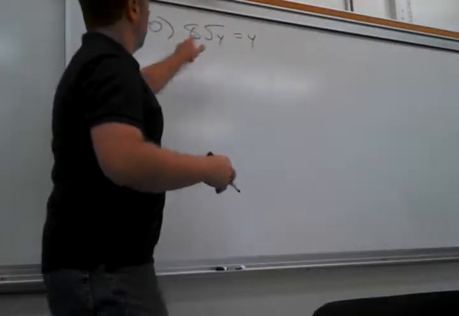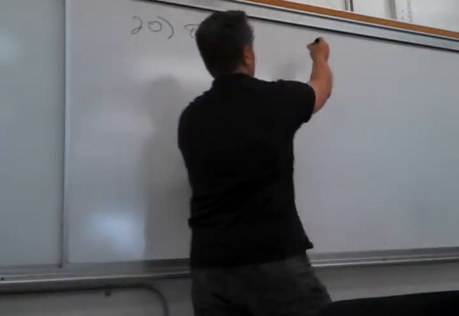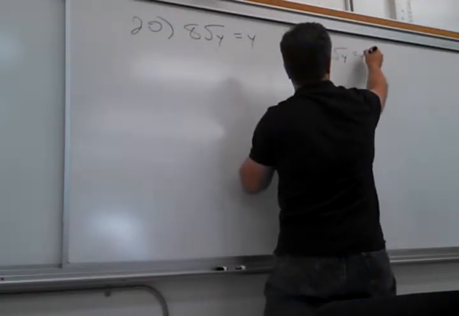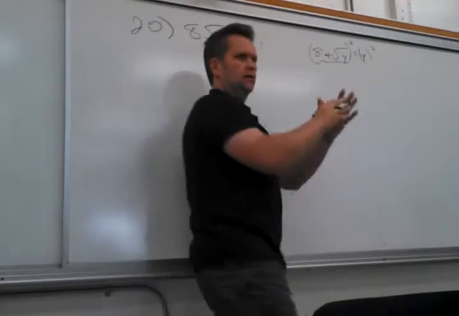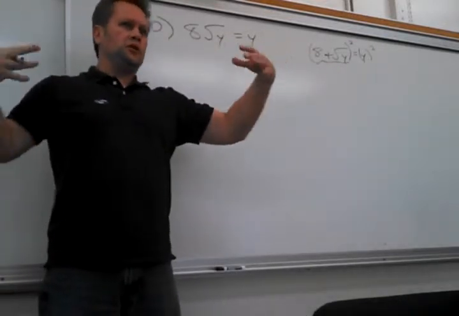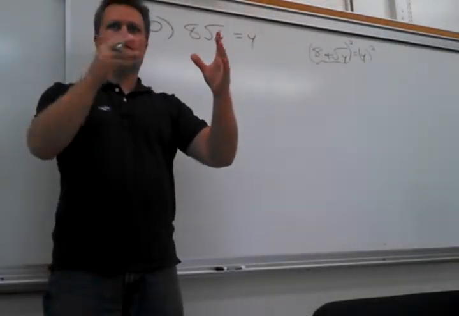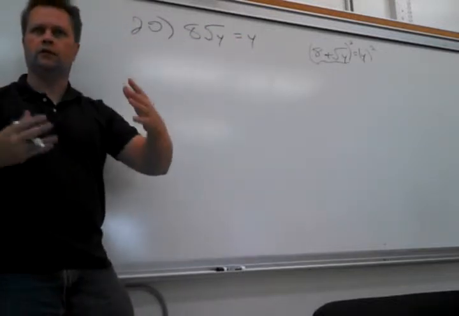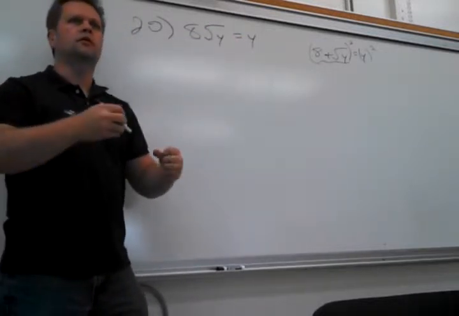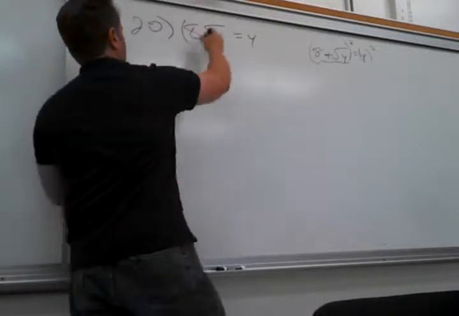If it was 8 plus square root of y, I would so desperately not want to square both sides. Because if I square both sides here, I'd have to FOIL it. I don't want to do that. But here I wouldn't have to, would I? It's just multiplication, so I don't have to FOIL anything. So 8 square root of y equals y.